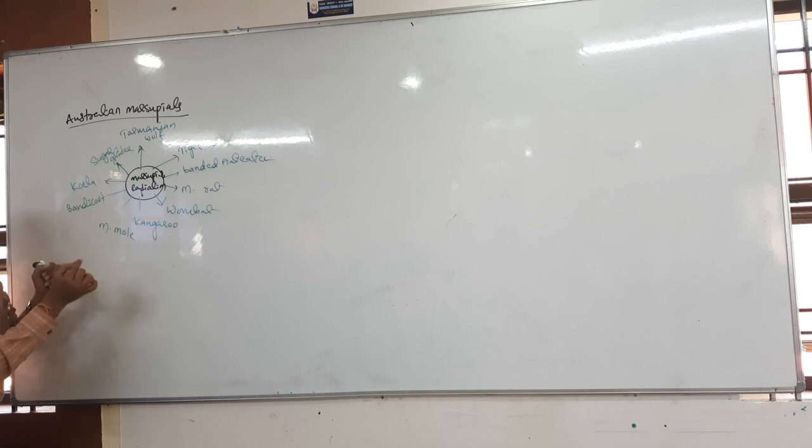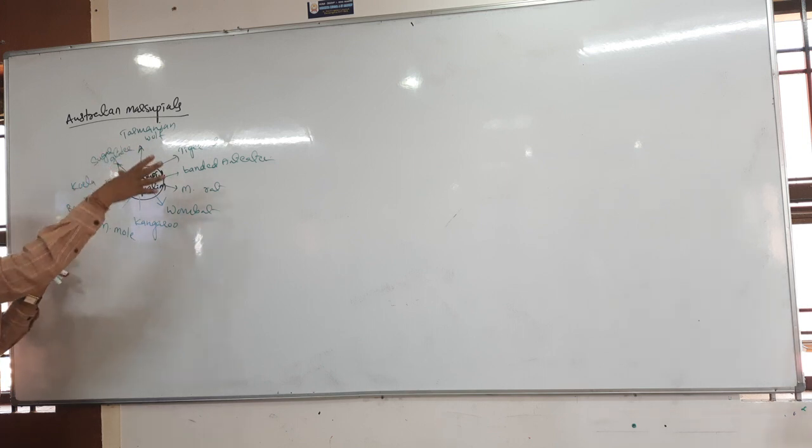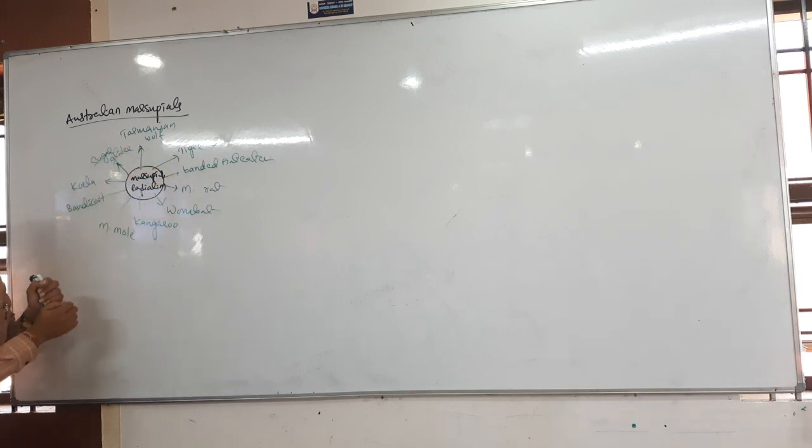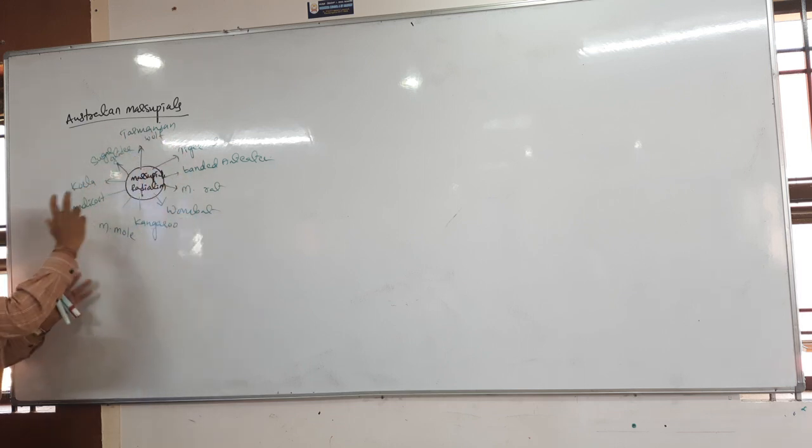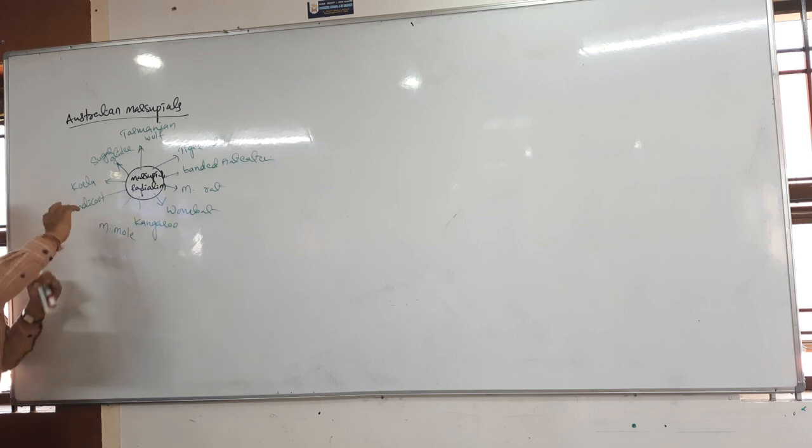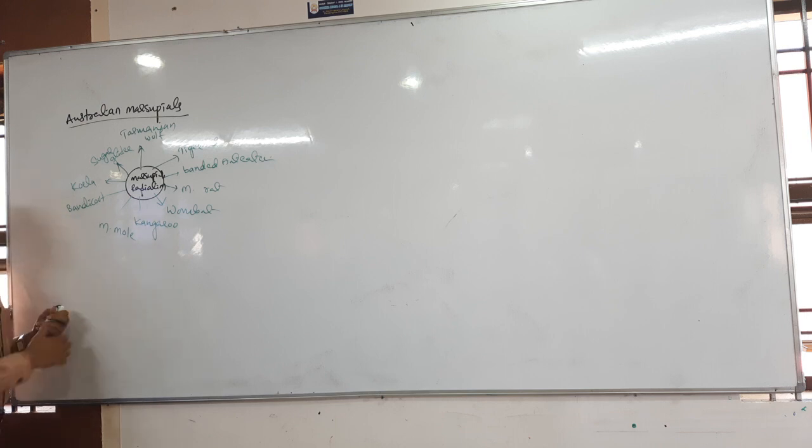They start from a single point and radiate to other habitats. If they radiate to other habitats, different species of organisms are born from a single species. But how is it possible? We have to discuss the Australian marsupials.